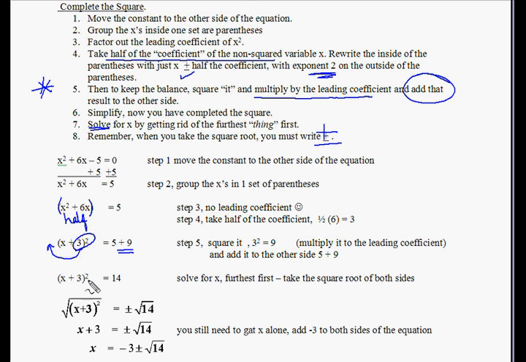To solve for x, I have to get rid of the furthest thing first, so I take the square root of both sides. But when I take the square root, I write plus or minus. So x plus 3 equals plus or minus the square root of 14. If I subtract 3 from both sides of the equation, I get x equals negative 3 plus or minus the square root of 14.